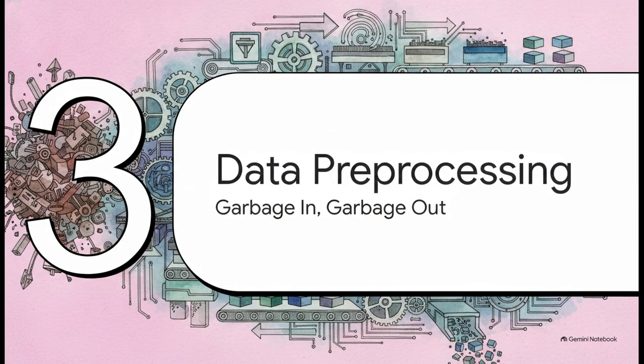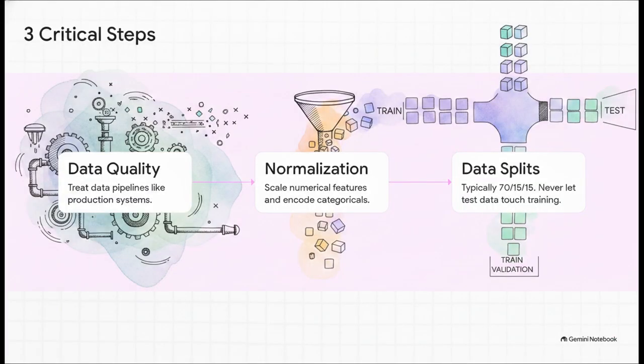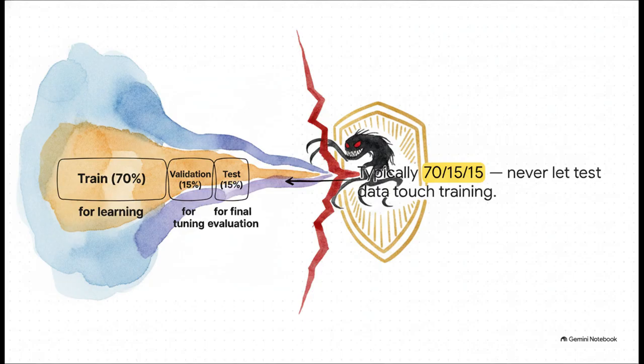Section 3. Pre-processing, the data pipeline. Before any algorithm can do its magic, we have to handle the raw materials of our factory assembly line, which is the data itself. There are 3 critical steps here. First, treating data quality as infrastructure. Missing values, duplicates, or inconsistent formats, yeah, they will corrupt your training immediately. Second, normalization and encoding. This scales numerical features and encodes categorical ones so the model can actually digest them. And third, setting up your train, validation, and test splits. And this brilliantly illustrates those splits.